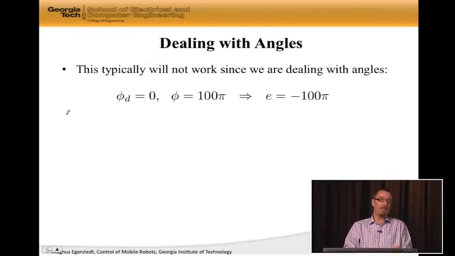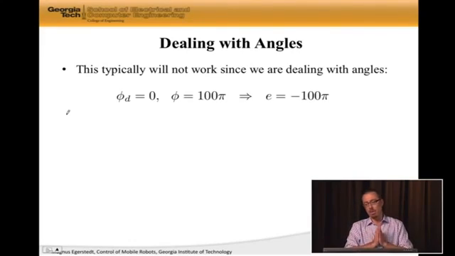In this case, we're dealing with angles. And angles are rather peculiar beasts. Let's say that phi desired is 0 radians, and my actual heading right now, phi, is 100 pi radians. Then the error is minus 100 pi radians, which means that this is a really, really large error. So omega is going to be ginormous. But that doesn't seem right, because 100 pi radians is the same as 0 radians, right? So the error should actually be 0.